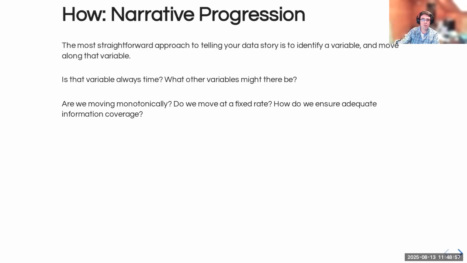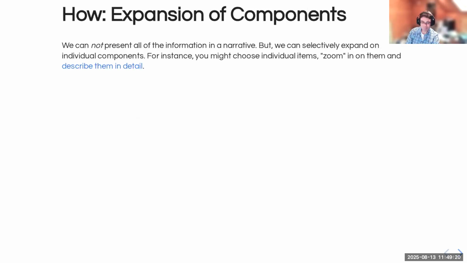And this gets back to the question that was posed by Babs Buttonfield in the chat of what is the time frame? Are we moving monotonically? Do you move at a fixed rate? Do all of our tales and visualizations? How do we ensure adequate information coverage? How do we ensure that we aren't filtering out things that happen below the scale of our representation?